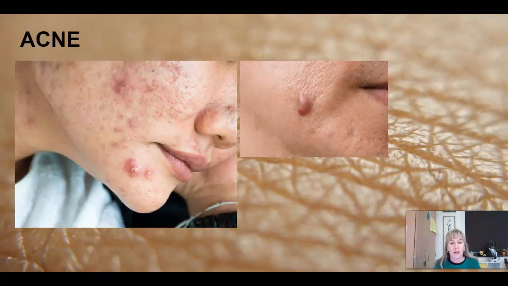Acne is another thing that I have dealt with throughout my life. And what I am showing you here is something called cystic acne. Cystic acne creates large boils on the skin. It's different than the other type of acne. And it is almost like you can get a pimple on top of a pimple on top of a pimple to create these cysts.